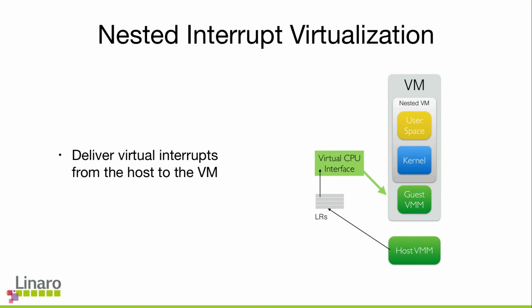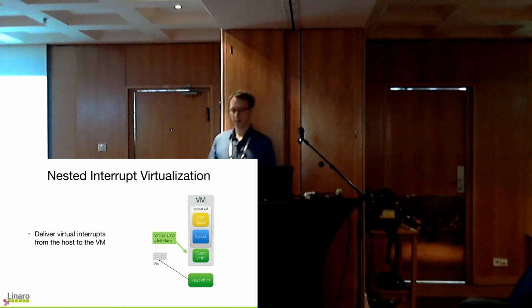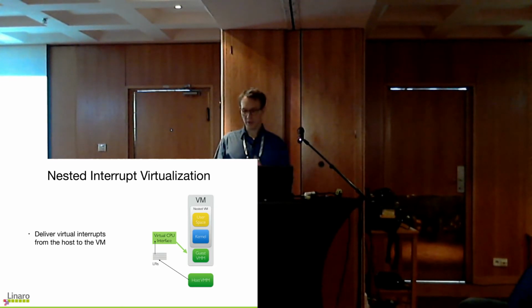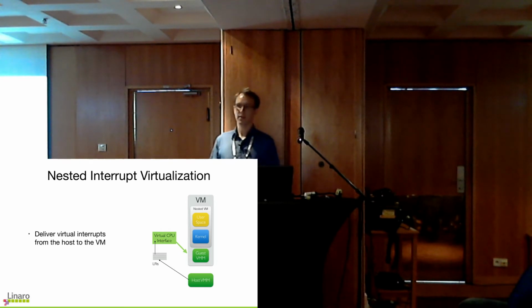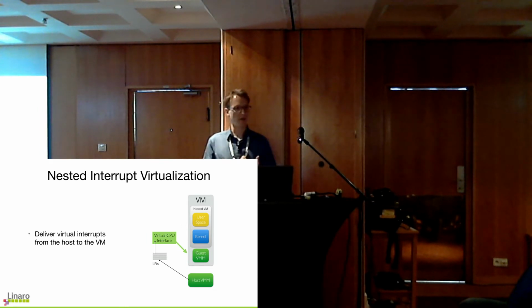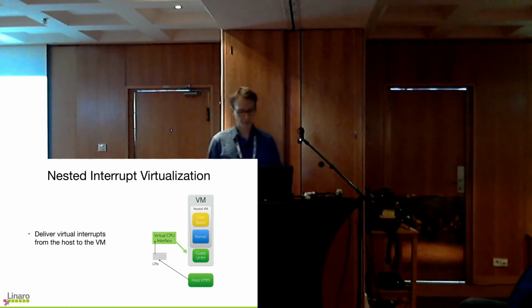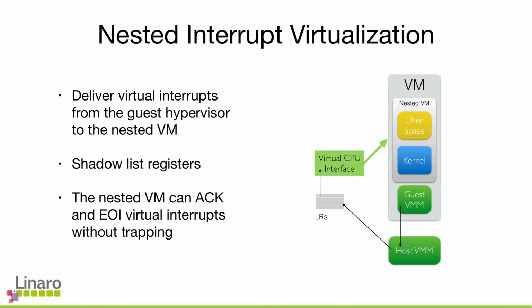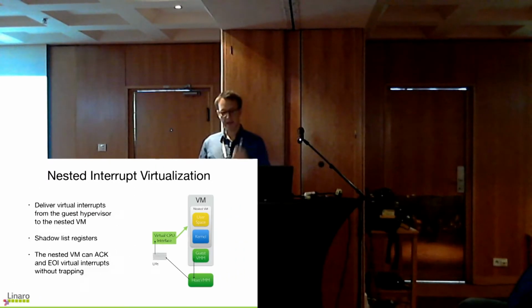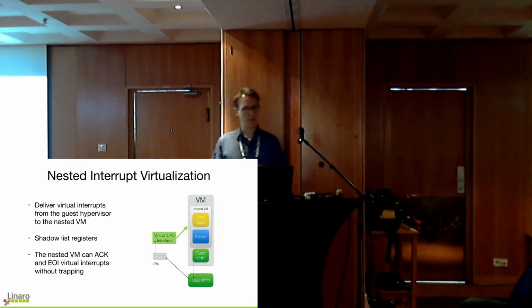In terms of nested interrupt virtualization, what we want is to deliver virtual interrupts from the host to the VM for the first stage. So we do that as we do normally, and what that really means in terms of nesting is that we're delivering virtual interrupts to the guest hypervisor. If you're running a hypervisor on hardware, the thing that will get your physical interrupts is your hypervisor. So now when you deliver interrupts to the VM, you're really delivering interrupts to the guest hypervisor. But we also want the guest hypervisor to be able to deliver interrupts to the nested VM using the hardware features of the GIC, so that the nested VM can ACK and EOI these interrupts without trapping.